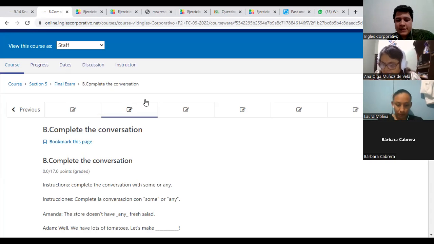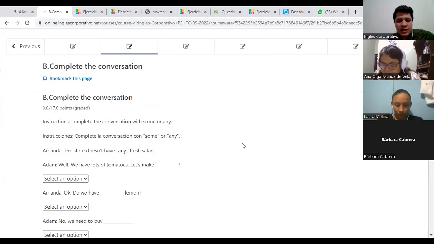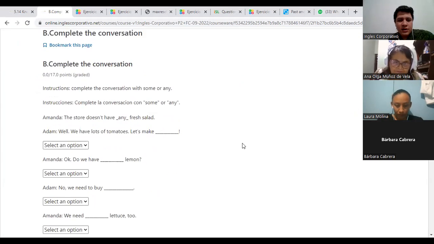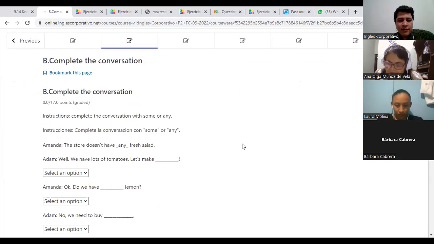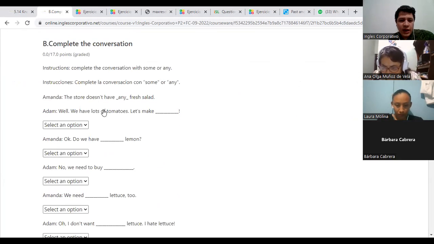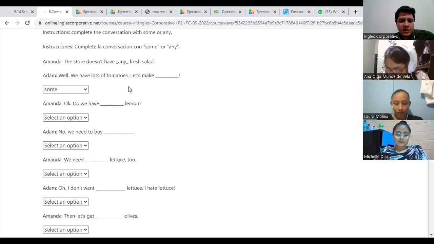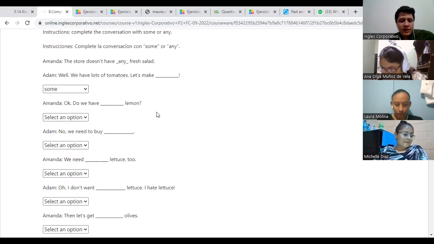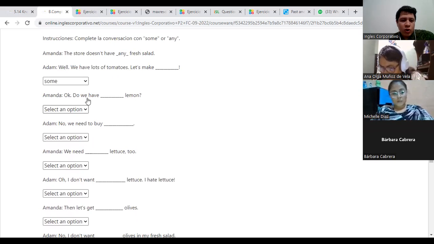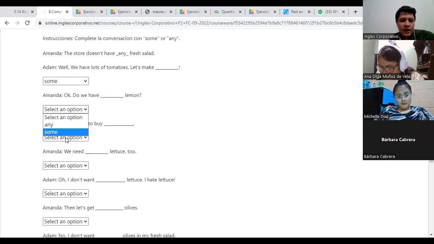So, let's see, guys. For the ones that have finished, para los que ya terminaron, chicos, let's move on to this part, okay? This part is the exam, right? It's part of the exam. So, guys, we have the first sentence. Well, we have lots of tomatoes. Let's make any or some, guys. Some. Why is some, guys? Because it's positive, right? Affirmative. Exactly.